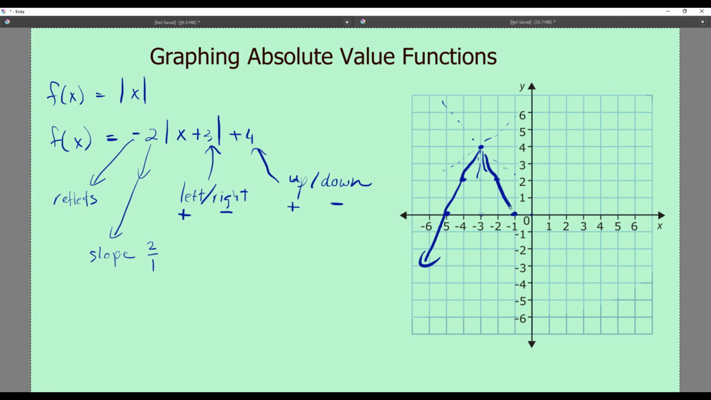Oops. Wow, that's a beautiful graph. Okay, so that's my graph.